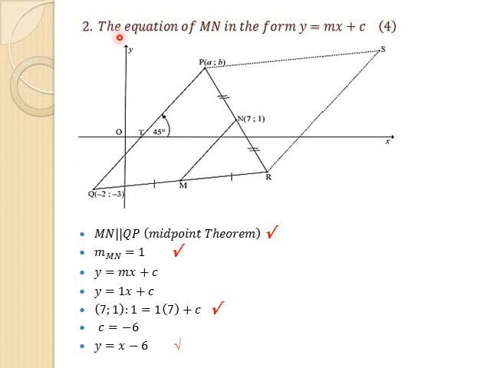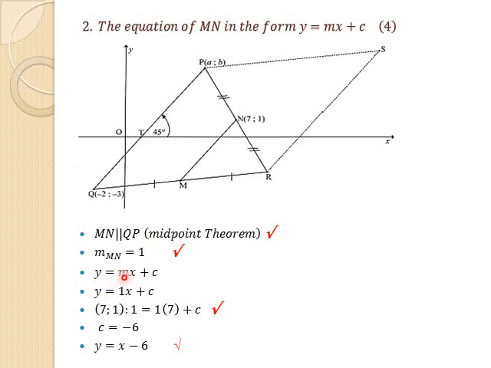Problem number 2: the equation of MN in the form y equals mx plus c. I can say MN is parallel to QP, my reason being the midpoint theorem. As I explained, N cuts PR into 2 equal halves, and M cuts QR into 2 equal halves. Therefore MN is parallel to PQ. So the gradient of MN equals the gradient of QP, which equals 1.